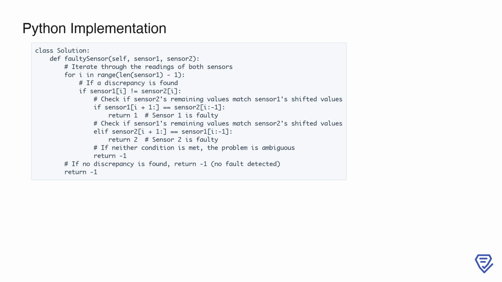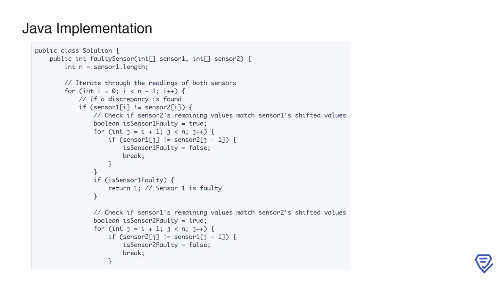The loop runs until the second-to-last index to ensure valid comparisons for the shifted values. If no discrepancies are found during the iteration, the function concludes that no faults exist and returns -1. This approach ensures the problem is solved efficiently, with a time complexity of O(n), where n is the length of the sensor readings. Here, we start implementing the solution in Java to determine which sensor is faulty.